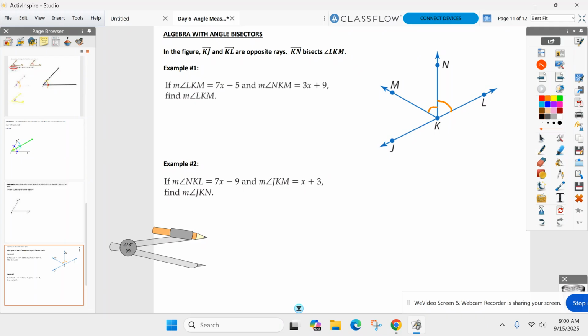The measure, everyone see that little M right there? That means measure. Okay, measure of LKM is 7x minus 5. You guys already found LKM, right? That's that whole angle right here. From here to here is 7x minus 5. That whole angle. NKM. Guys, find that angle for me. Can you find that angle? NKM, and put 3x plus 9 in there. Pop that in there for me.